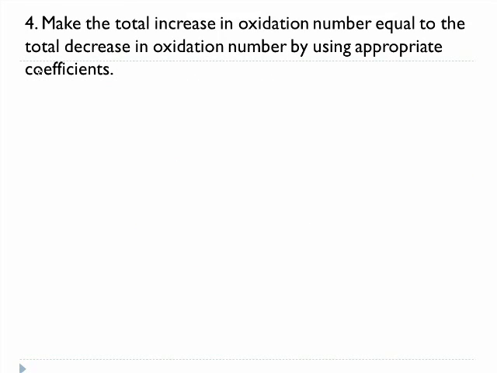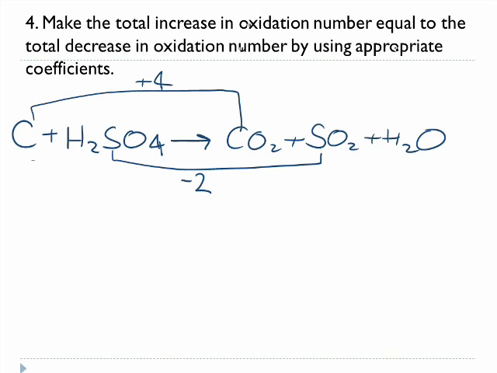We're going to make the total increase in oxidation number equal to the total decrease in oxidation number by using appropriate coefficients. So we're going to multiply by a lowest common multiple in order to get the +4 and the -2 equal to each other. The -2, how can we get that equal to 4? Well, we will multiply it by 2. So now we have 4 and 4, so that's equal to each other.